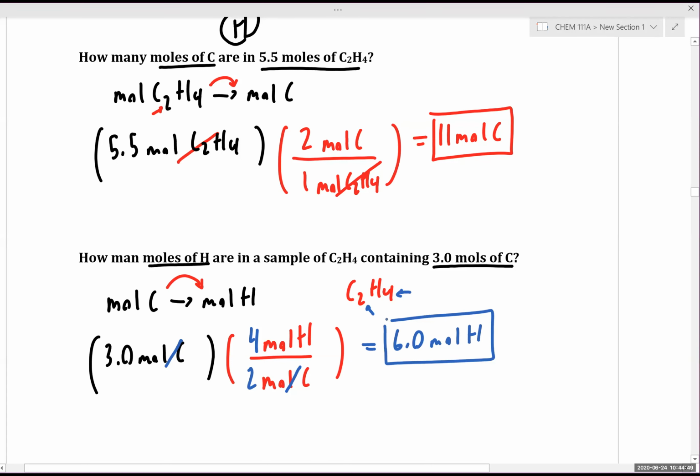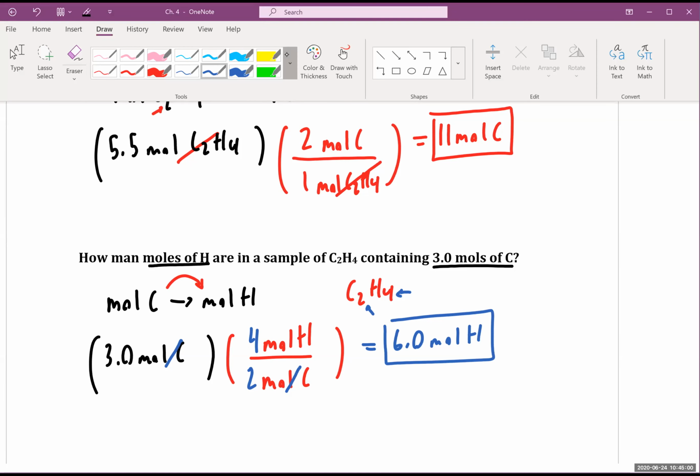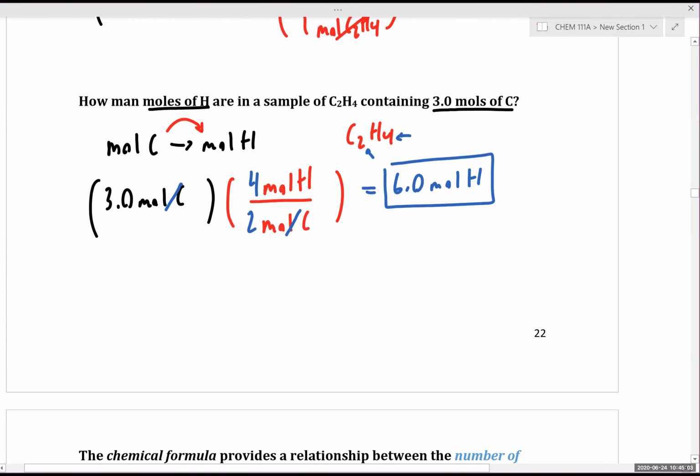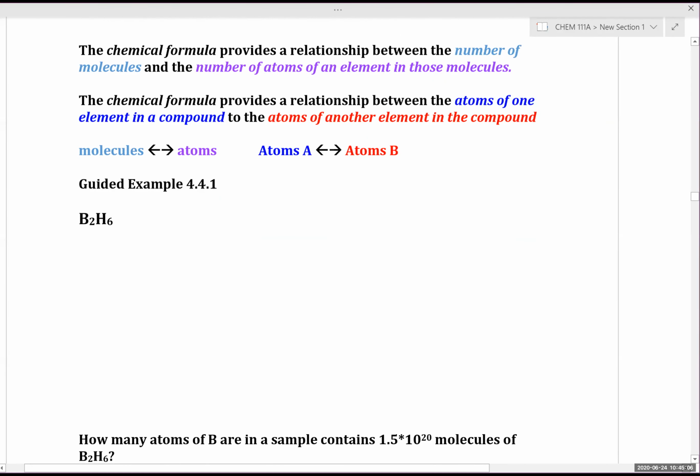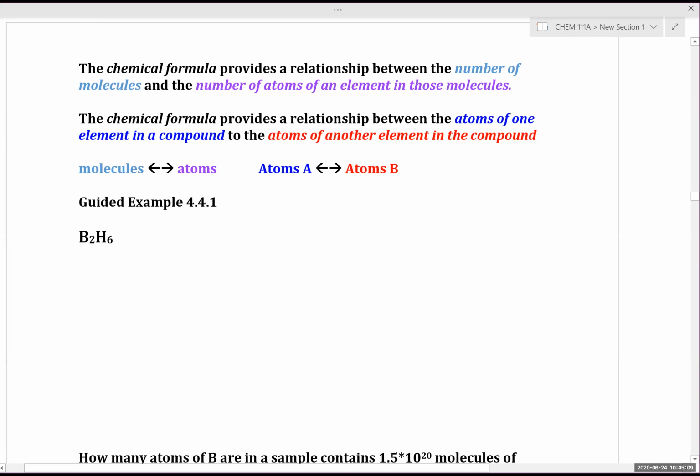Any questions on these examples? If not, let's continue on. And let's talk about the next way we can use the chemical formula. The chemical formula also provides a relationship between the raw number of molecules and the number of atoms of an element. So now we're looking at the total number of atoms and molecules. So the chemical formula also provides a relationship between the atoms of one element and the atoms of another element.